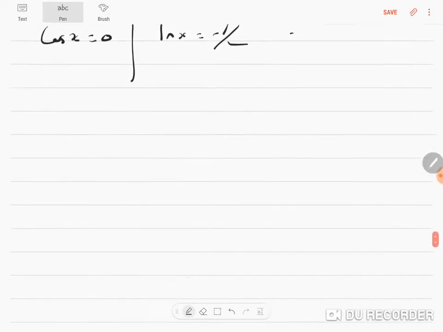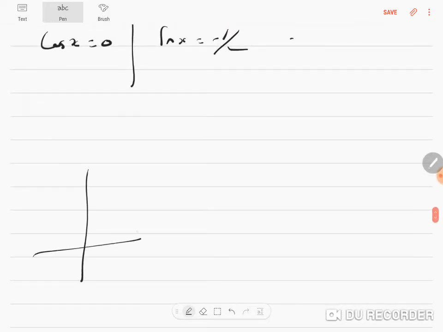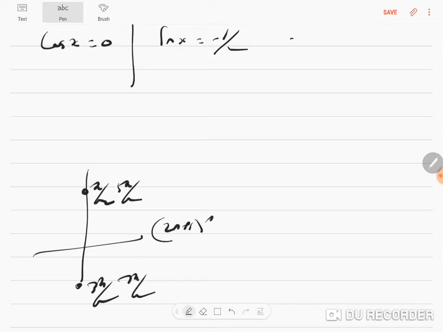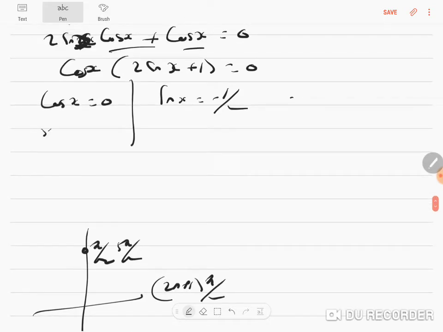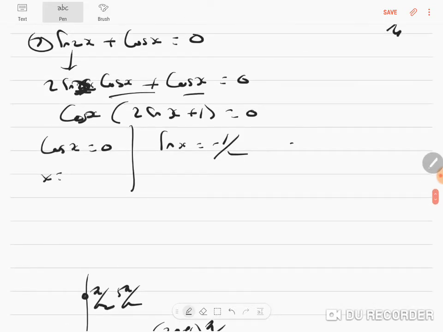Where will cos be 0? Cos will be 0 in 90 degree, 270 degree, that is pi by 2, 3 pi by 2, 5 pi by 2, 7 pi by 2, and so on, which is 2n plus 1 into pi by 2, the general formula of the angle. Thus x itself, in the sum it's only x, because cos x, x itself is 2n plus 1 into pi by 2, where n is an element of Z.